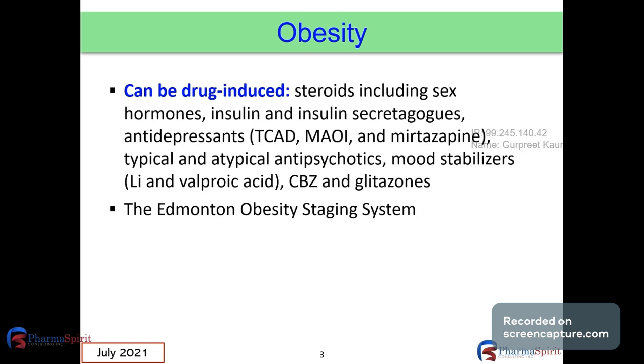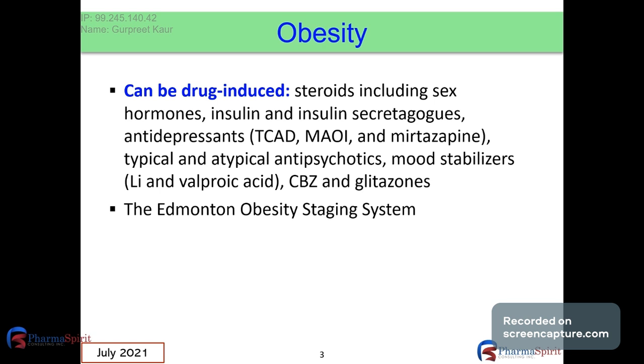Obesity can also be drug induced, and here we listed some medications that may cause obesity. So steroids such as prednisone and dexamethasone. Also sex hormones, something like androgen or testosterone, or female sex hormones like estrogen. Insulin preparations and insulin secretagogues. So this includes nucleotides and sulfonylurea. Antidepressant medication, something like tricyclic antidepressants, MAO inhibitors, and mirtazapine.